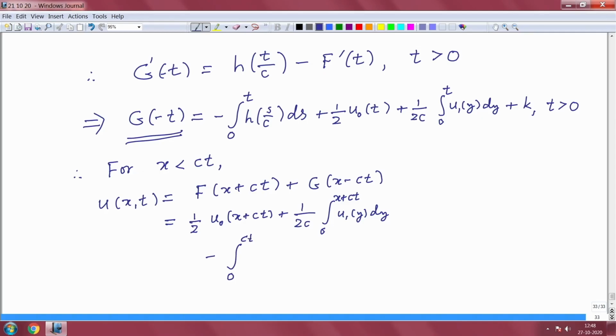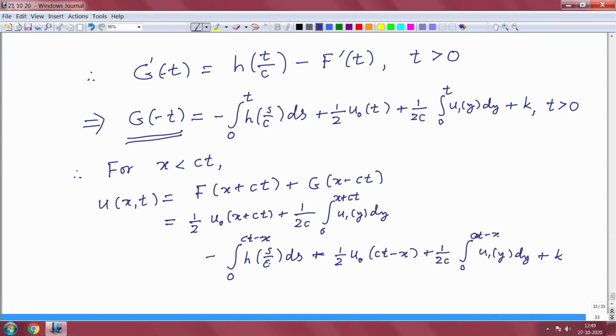c t minus x, h of s by c ds, plus half of u 0 c t minus x, plus 1 by 2 c, 0 to c t minus x, u 1 y dy, plus a constant of integration. Okay.